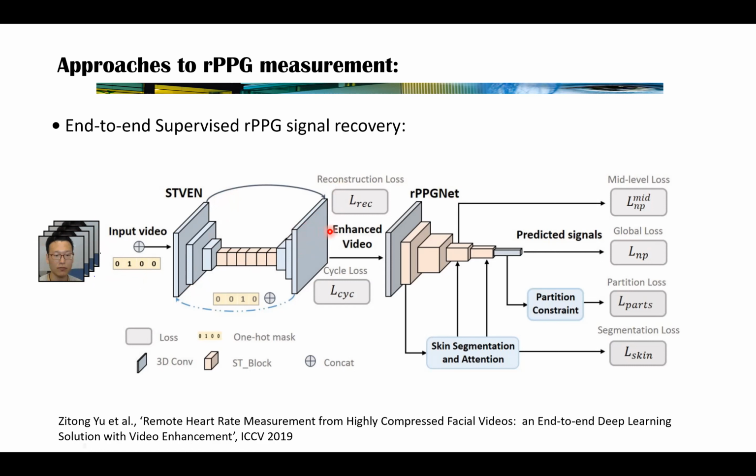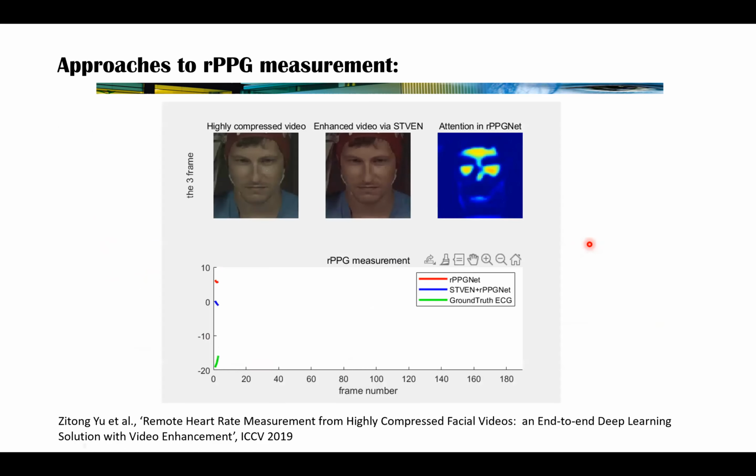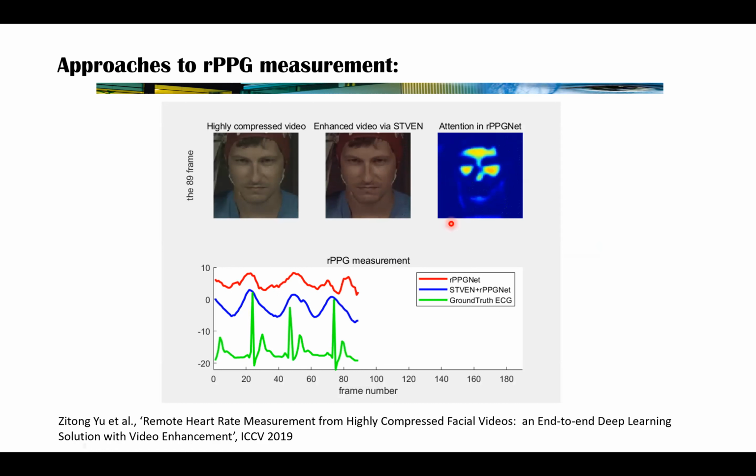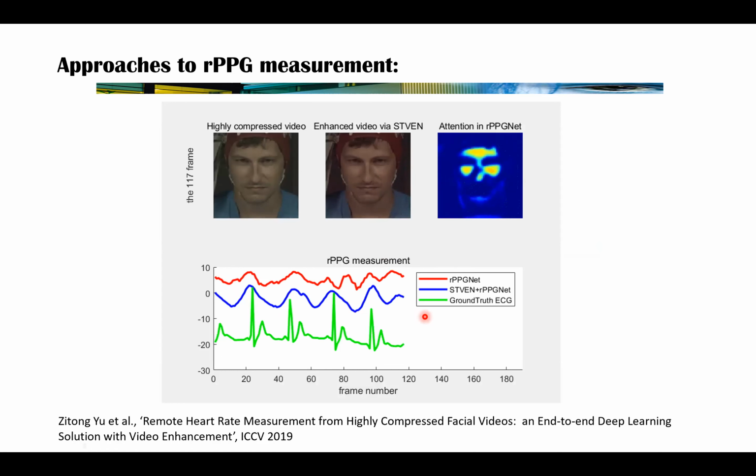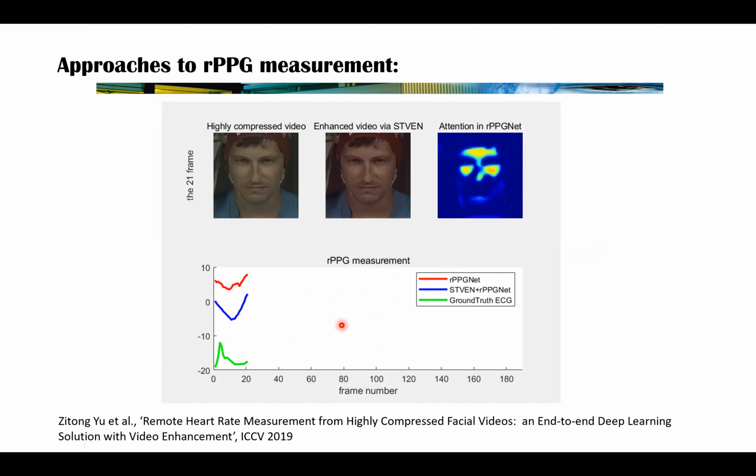They will reconstruct the facial video with higher quality. The higher quality means that it may contain richer rPPG features. After that, they design the rPPG net to extract the rPPG feature directly and predict the rPPG signal. Here is a demo to show the original input, the enhancement, the attention map and the prediction. As you can see, after the video enhancement, the rPPG net can extract a clearer signal compared with the ground truth ECG signal.